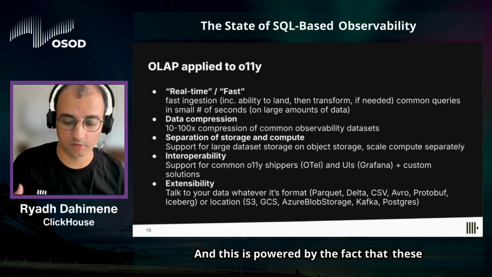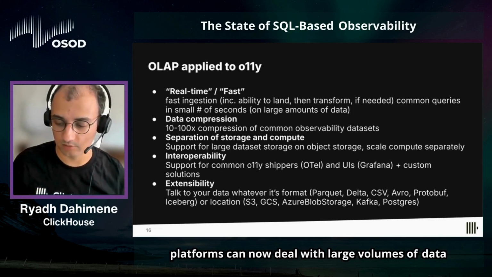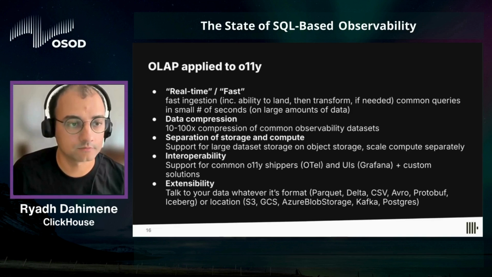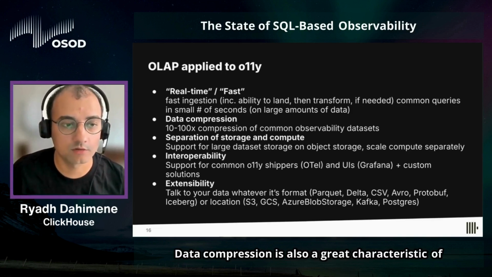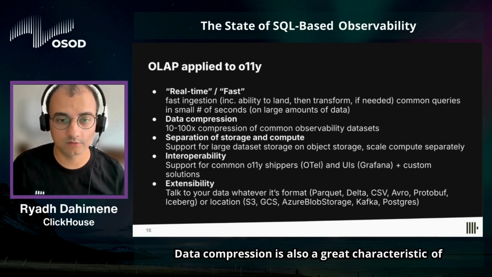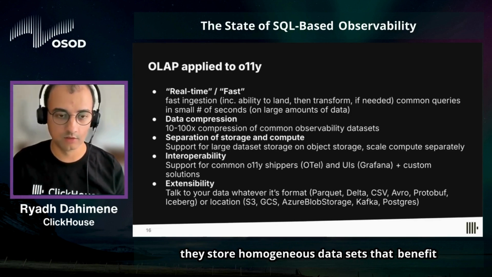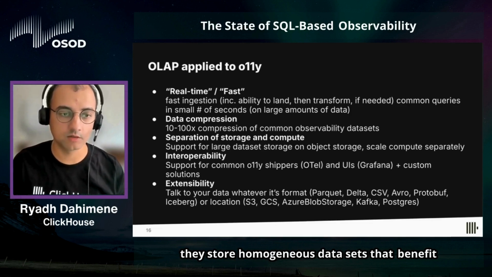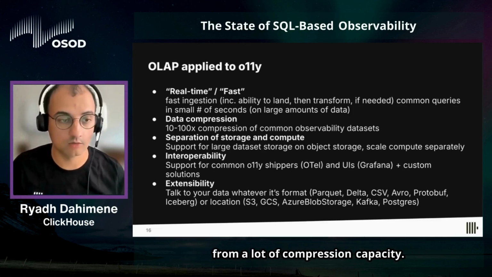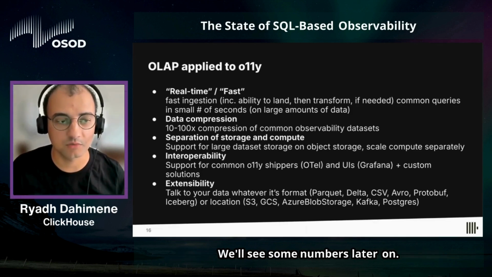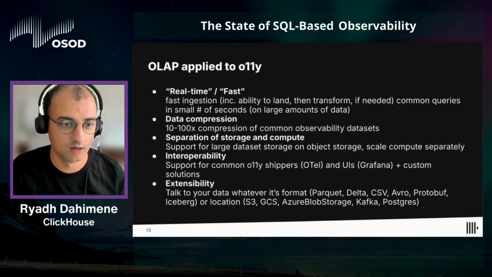And this is powered by the fact that these platforms can now deal with large volumes of data in a very efficient way. Data compression is also a great characteristic of many of the column-oriented databases, because they store homogeneous data sets that benefit from a lot of compression capacity, and ClickHouse is pretty impressive in that sense. We'll see some numbers later on.